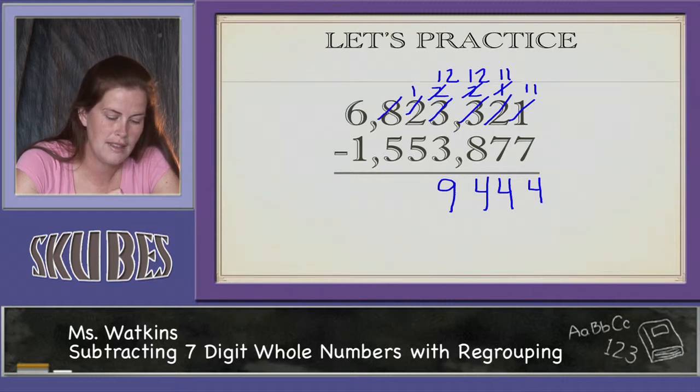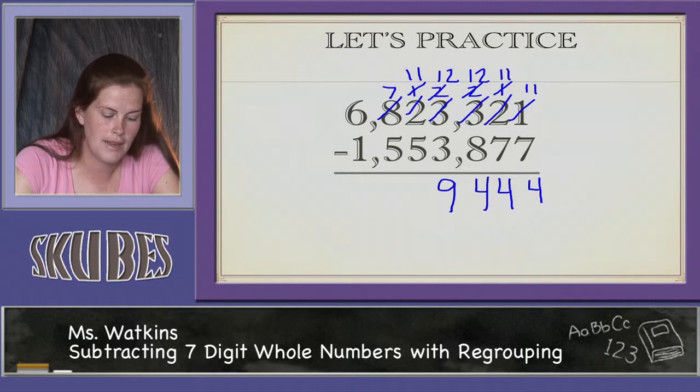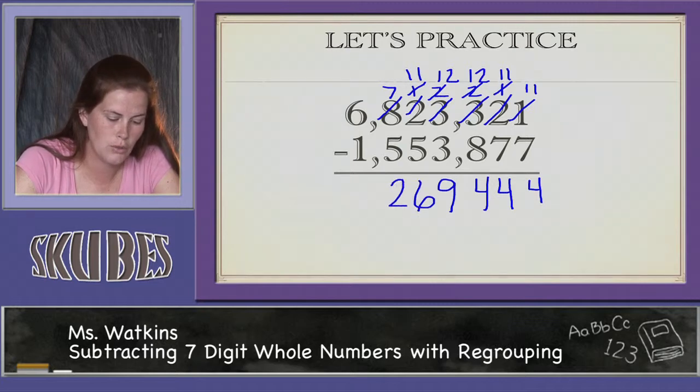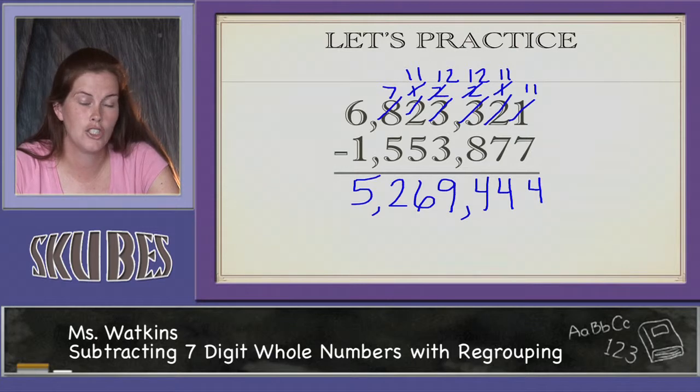We need to regroup again. This 8 becomes a 7, this 1 becomes an 11. 11 minus 5 equals 6. 7 minus 5 equals 2. And 6 minus 1 equals 5. So our answer is 5,269,444. As you can see, there's a lot of room for error here, so make sure you check your work.